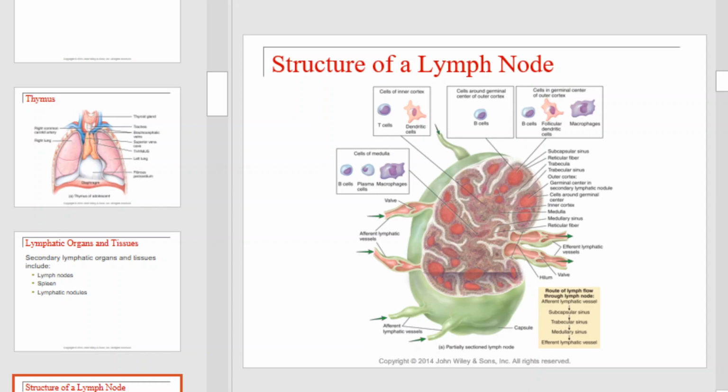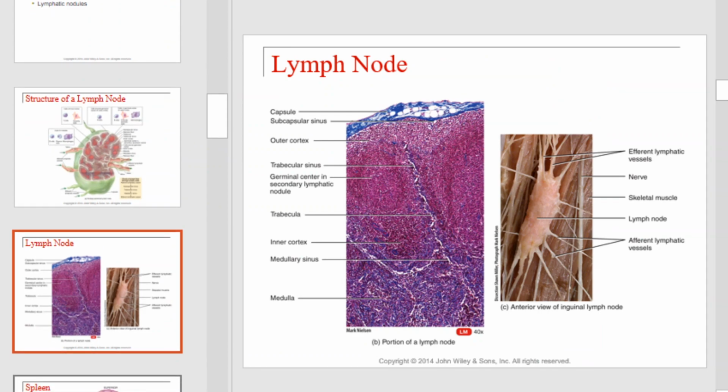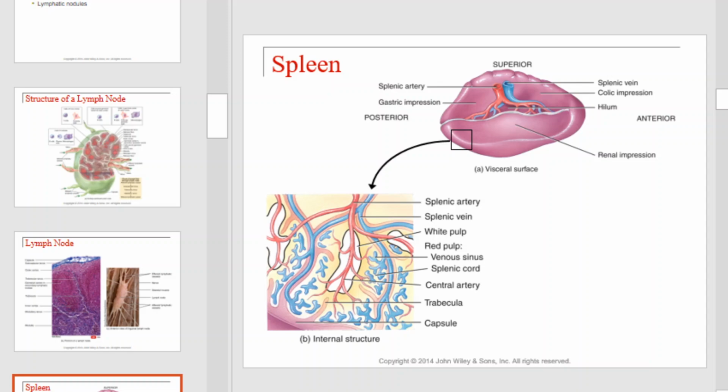This is the generalized structure of a lymph node. This is a microscopic view of a portion of the lymph node. And this is your spleen.